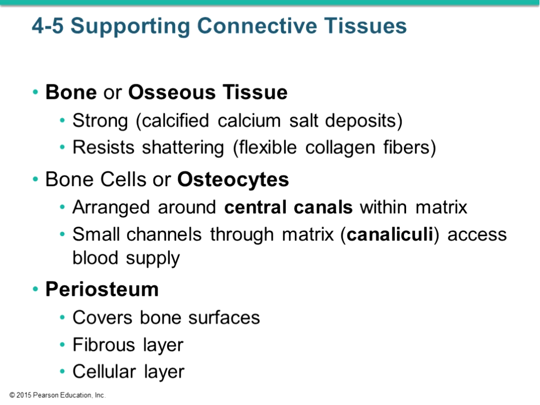All right, so those are your three types of cartilage. And then the last supporting connective tissue is bone. Bone, we will be spending a whole chapter looking at bone and the skeletal system coming up. So just briefly have an understanding of what bone is. It's very strong and resists shattering, of course.